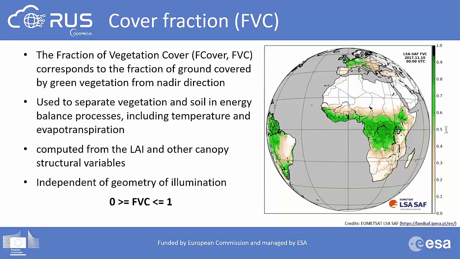Now the next variable we will talk about is the fraction of vegetation cover. It is a measure of the fraction of the landscape covered by vegetation. Canopy cover, like the leaf area index, is an important factor in determining the amount of light that is intercepted or absorbed by the canopy, and also the photosynthetic rates of the canopy.